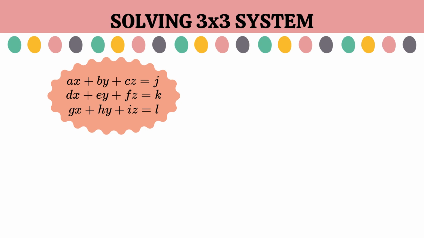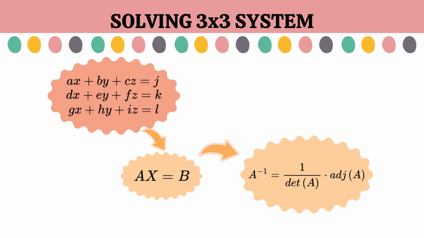Now, let's solve for x, y, and z using the matrix inversion method. First, we need to write the system of equations in matrix form AX equals B. Then, we find the inverse of matrix A as long as the determinant is not 0. Once we have the inverse, we multiply it by matrix B to get X. The resulting matrix gives us the values of x, y, and z.